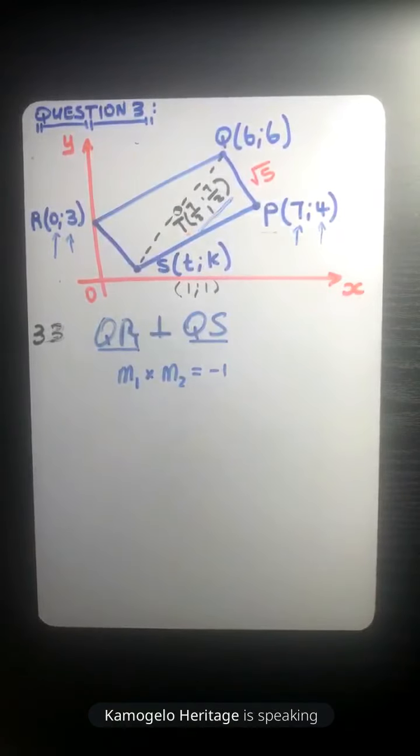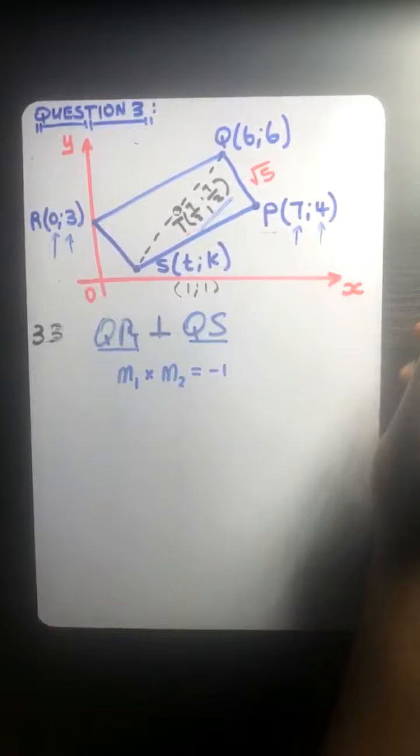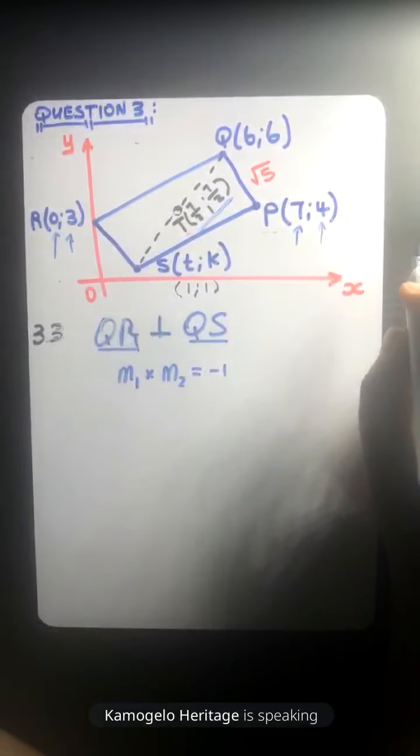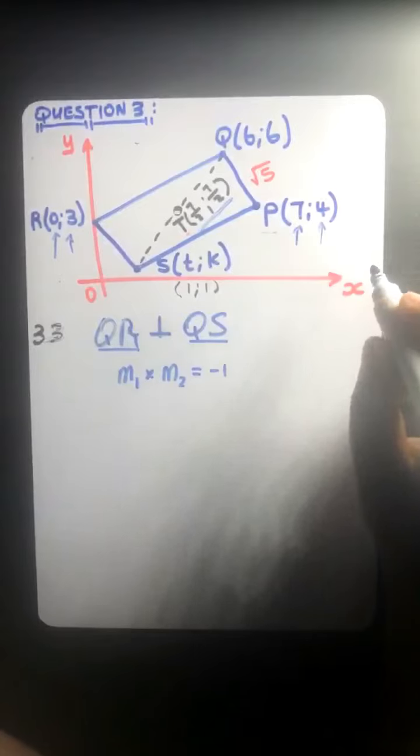Oh, sir. You didn't understand it. Who was it? Kamuhelo. Understand the question. Yes. You didn't understand that part, yes. That's what you're saying. Okay.